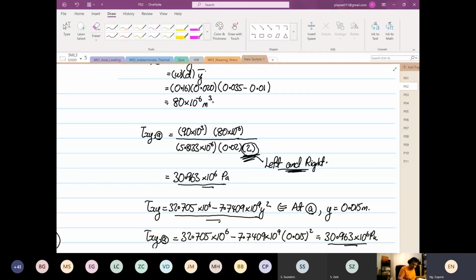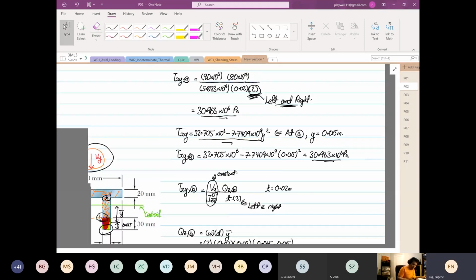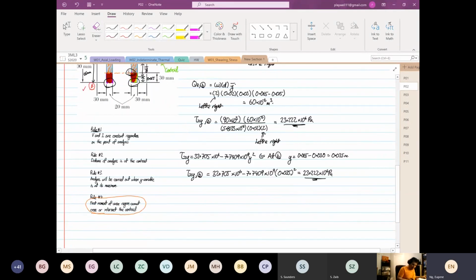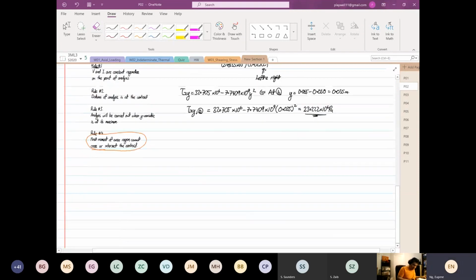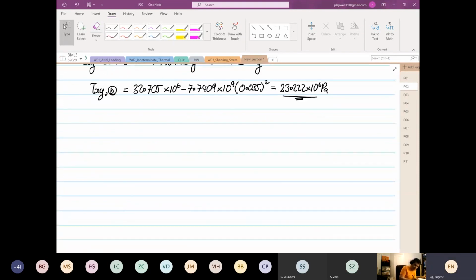So the next. This is what we have done. We have completed what we call shearing stress. So this is a complete shearing stress. Eugene, yes? Just the last question.